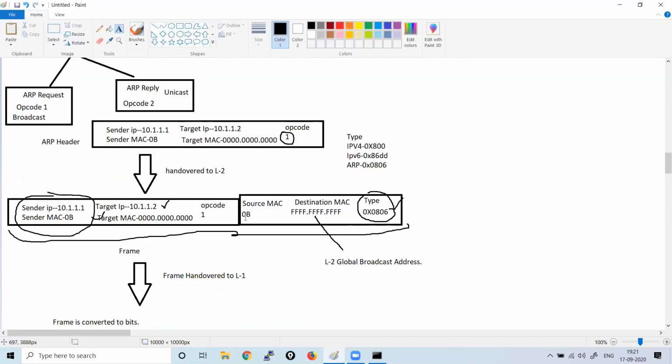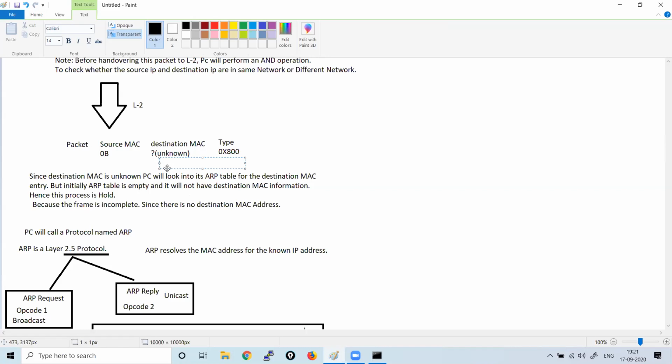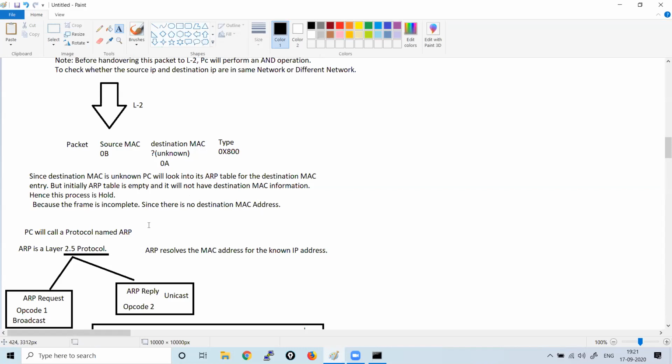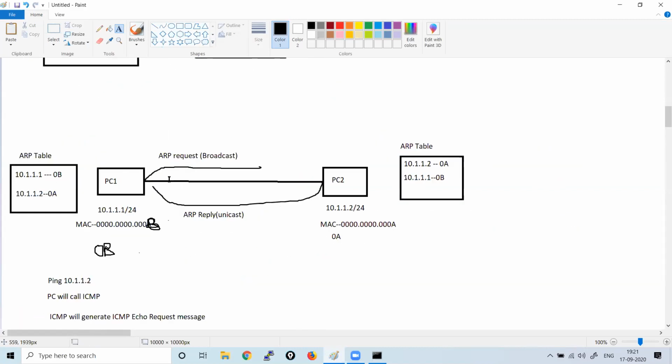Now, this time you have the destination MAC entry and it is filled with 0A. Again, this is handed over to layer 1, and layer 1 will convert this frame into bits and place it on the physical media. Here there is no broadcast, only unicast, because every field is exact and specified. Now this ICMP echo request is sent to PC2.